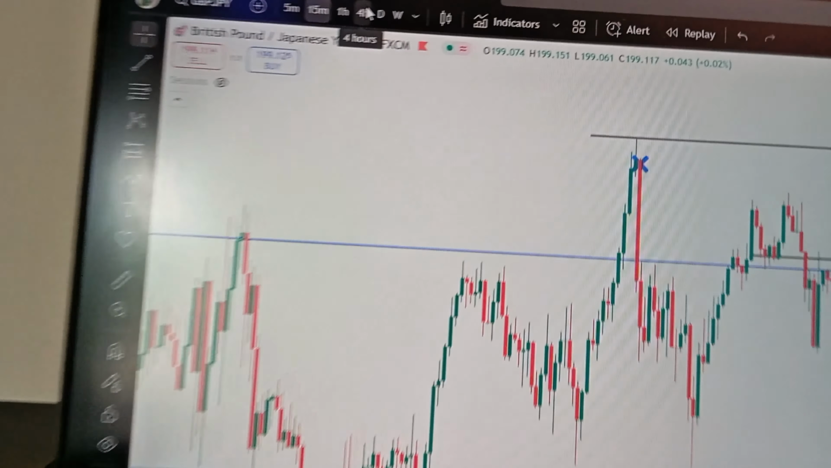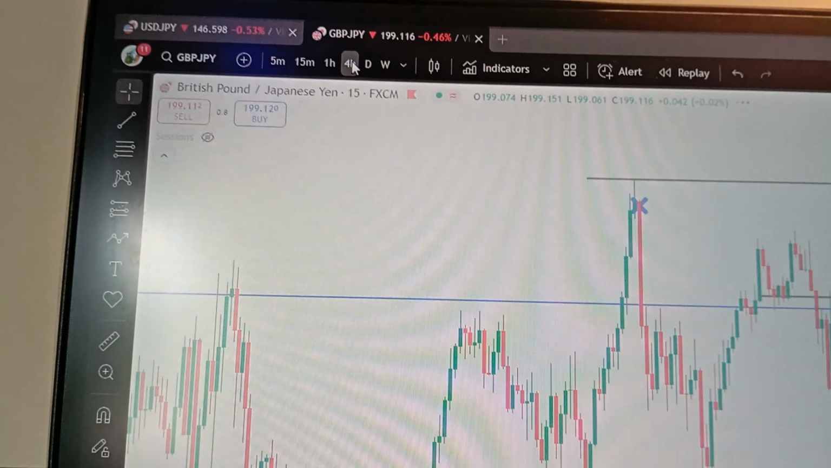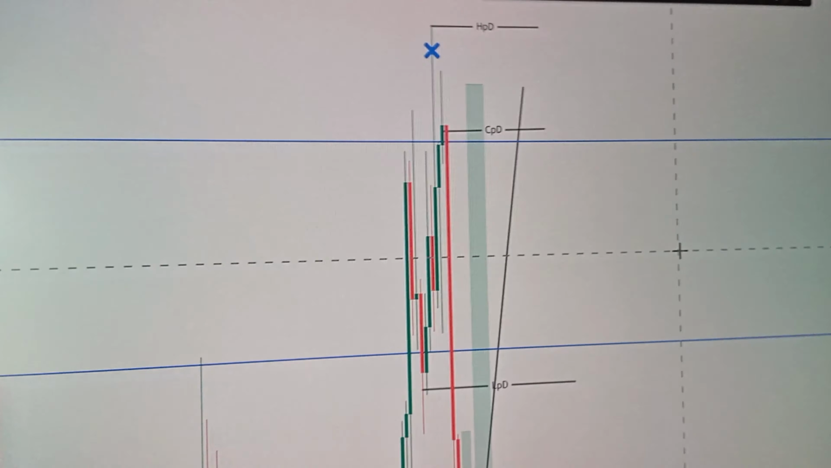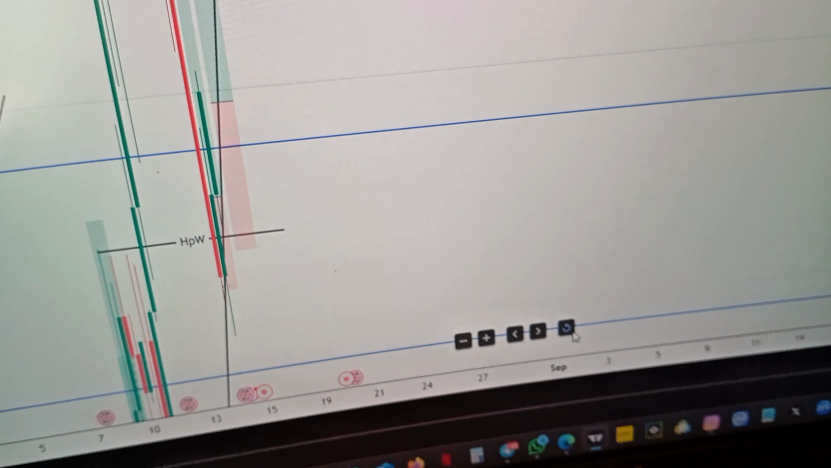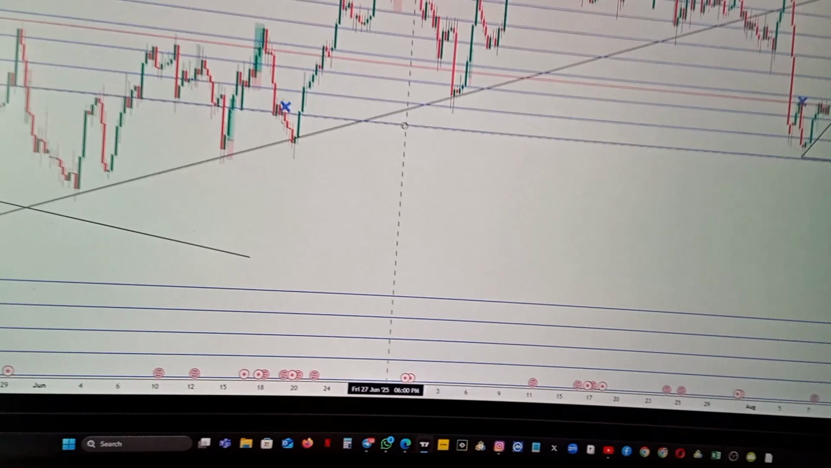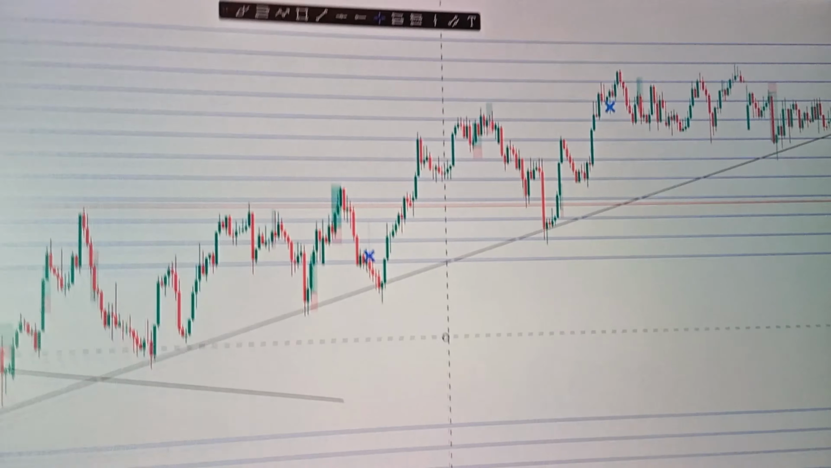Okay, now I'm currently on the 15 minutes time frame, and this is the 4 hours time frame. You reset the chart, you set the chart from here. This is the 4 hours time frame chart view. If you look at this chart view, if you're a trader or if you know what you're doing, you can simply see that this is an uptrend.